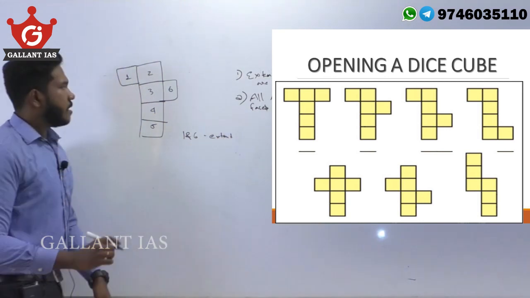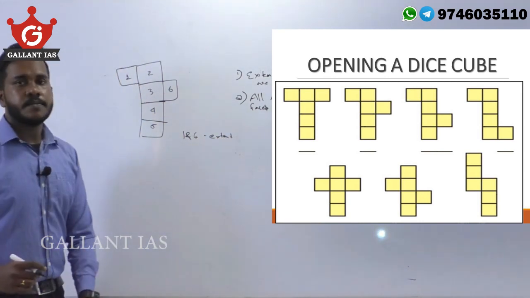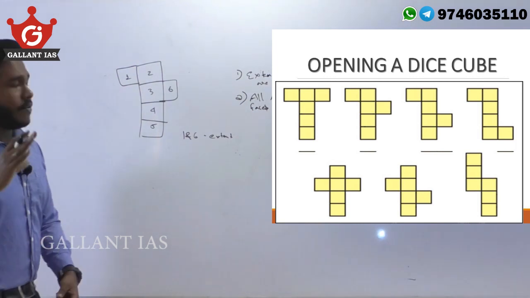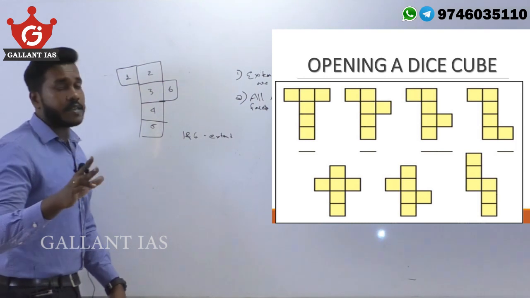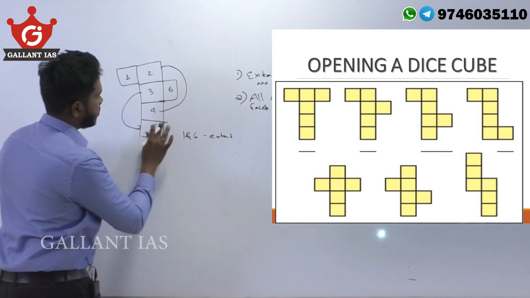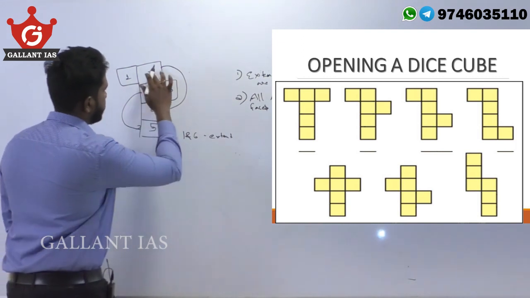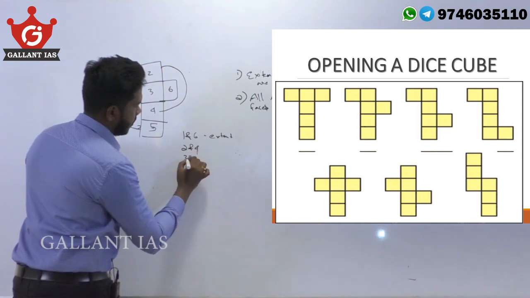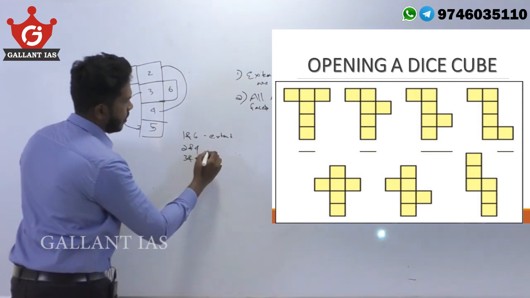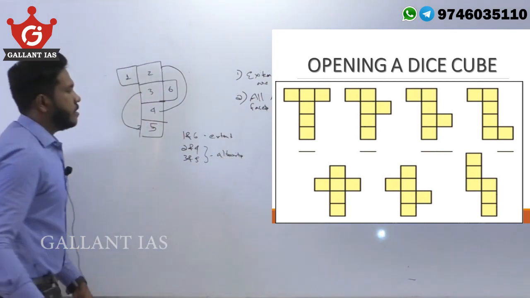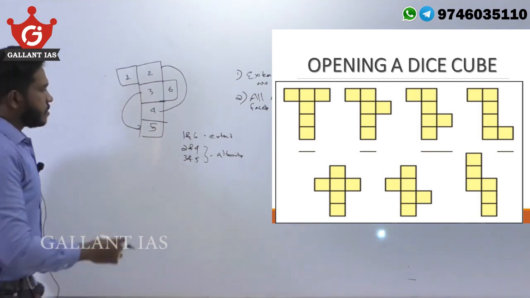Now tell me the alternative faces. What are the alternative faces? We actually got two pairs of alternative faces, right? That will be 2 and 4, and 3 and 5. They will be alternative faces.